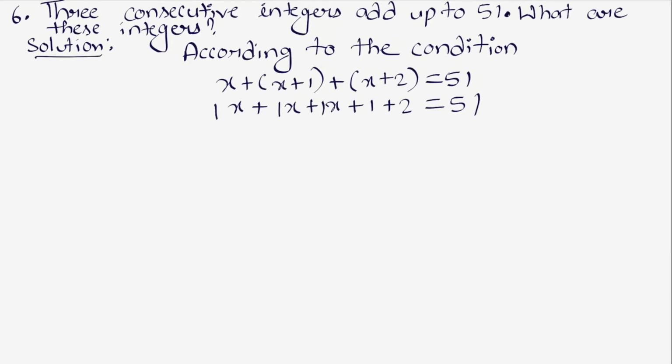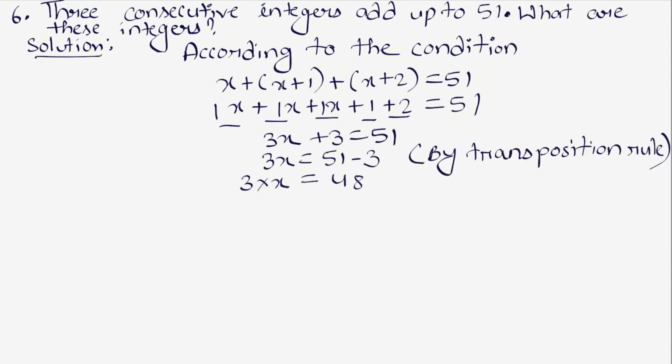1 plus 1 plus 1 is equal to 3. So we have 1x plus 1x plus 1x as 3x, and 1 plus 2, these are the constants since they don't have any variable with them. We know that by the transposition rule, when something is added and it is switching to the other side, it will get subtracted. So we have 3x is equal to 51 minus 3. If you subtract 3 from 51, you are going to get 48. So accordingly, we have 3x is equal to 48.